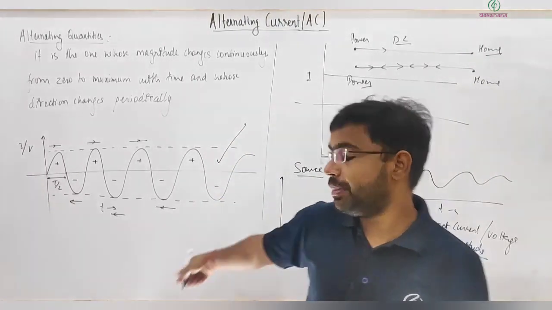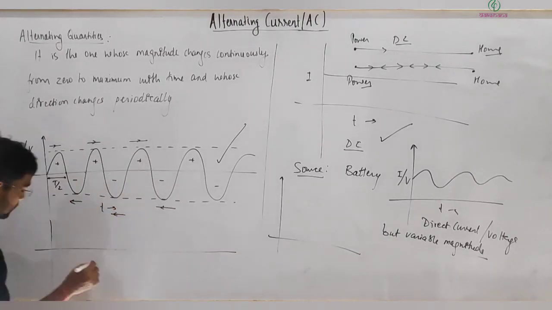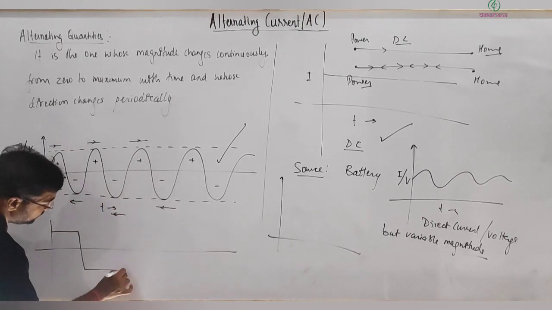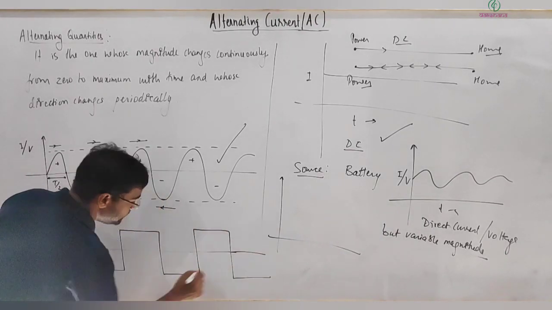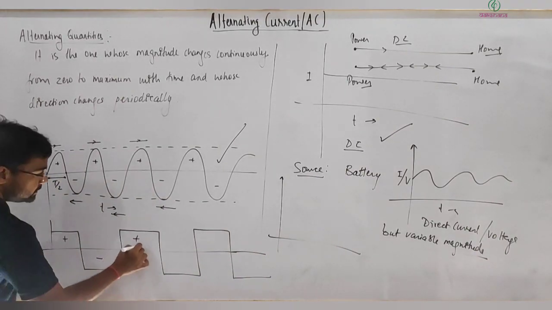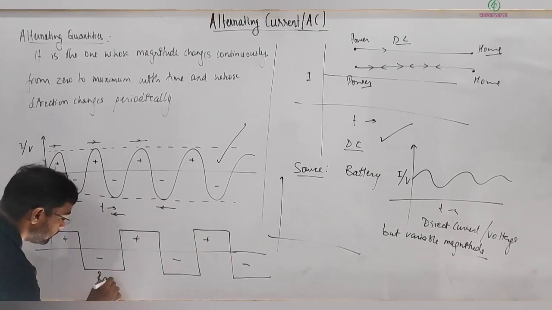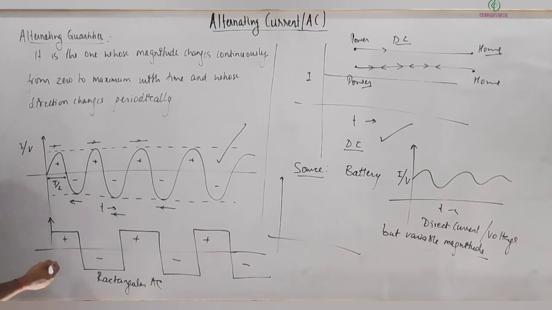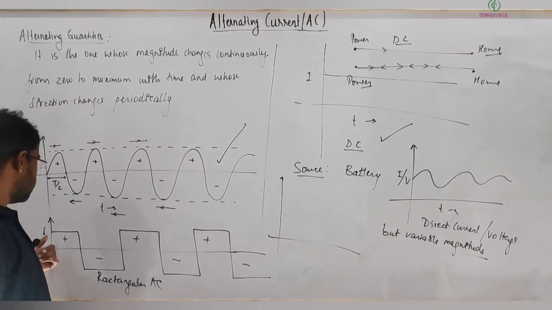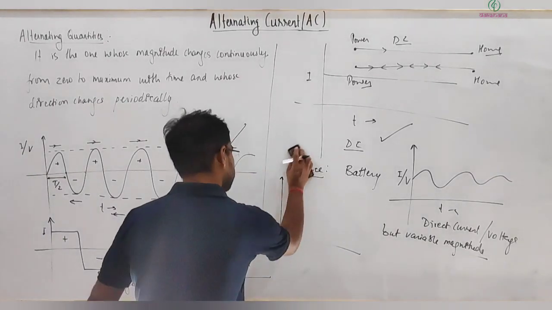But AC current, or AC quantity, can be in different forms also. This is also your AC if it is continuously changing, but this is rectangular AC, plus minus plus minus plus minus. This is your rectangular AC, alternating current or alternating quantity. If I write current, then it's AC, otherwise I and V, then it will be alternating quantity.